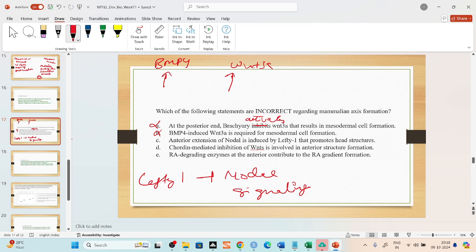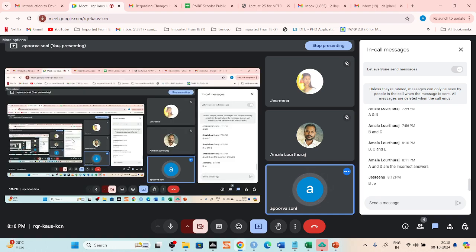Now how does this lefty one protein inhibit the nodal signaling? It can do so in two ways. First, it can directly bind to nodal and inhibit the nodal signaling. This is the first way. Second, it can bind to some of the co-receptors of nodal signaling and inhibit. Are you able to follow?